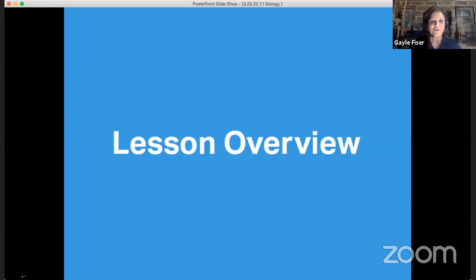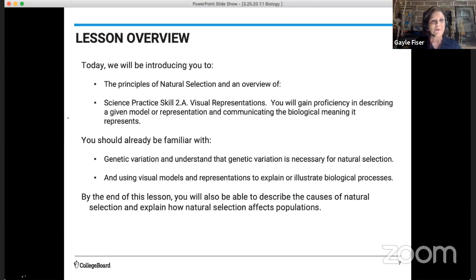And now for a lesson overview. Today, we will be introducing you to the principles of natural selection and an overview of Science Practice Skill 2A, Visual Representations. You will gain proficiency in describing a given model or representation and communicating the biological meaning it represents. You should already be familiar with genetic variation and understand that genetic variation is necessary for natural selection, and using visual models and representations to explain or illustrate biological processes. By the end of this lesson, you will also be able to describe the causes of natural selection and explain how natural selection affects populations.